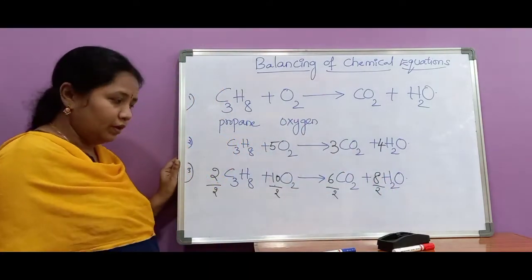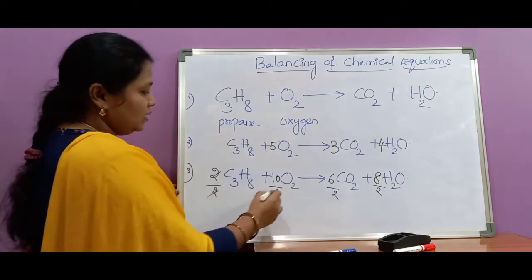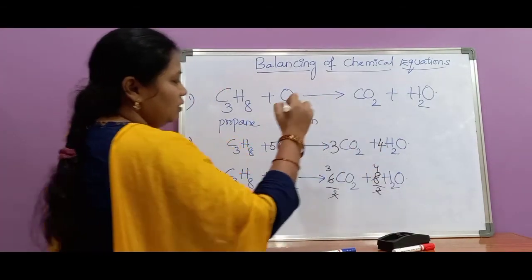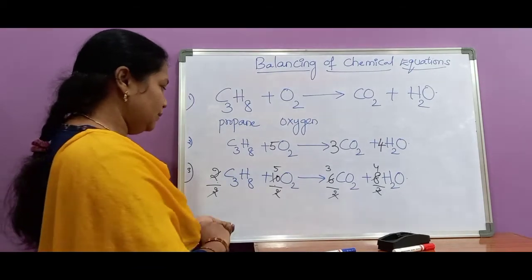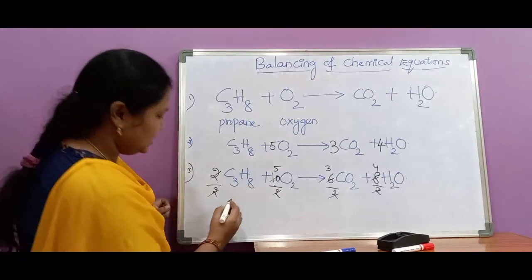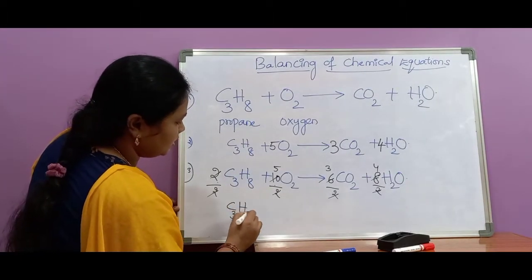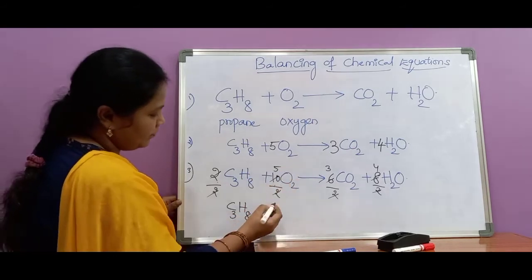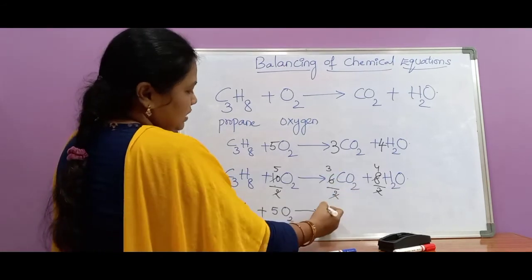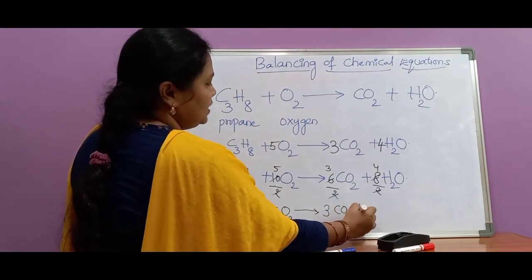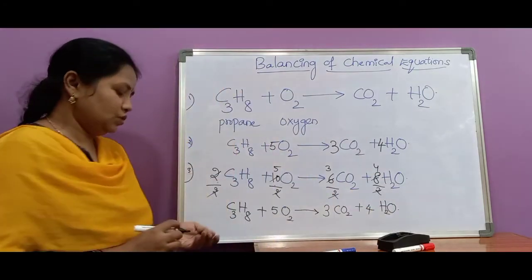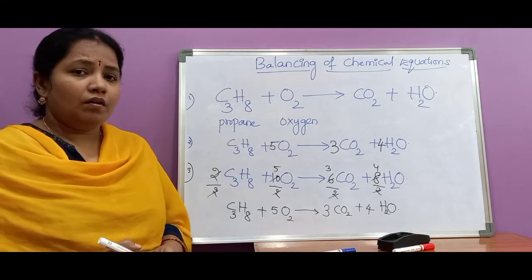All the coefficients when you have divided, what will you get? 2 ones are 2, 2 fives are 10, 2 threes are 6, 2 fours are 8. So what are the final coefficients you are getting here? See here 2 cancelled, so there is no coefficient. I have to write the formula as it is. So here I will write C3H8 as it is. Now here 5O2 gives rise to 3CO2 plus 4H2O.